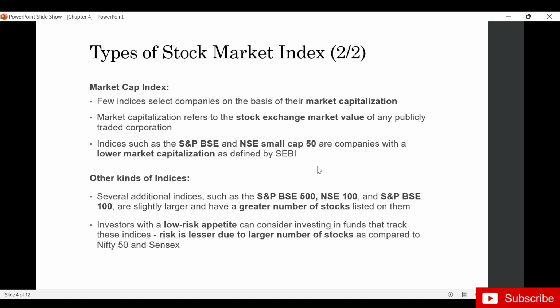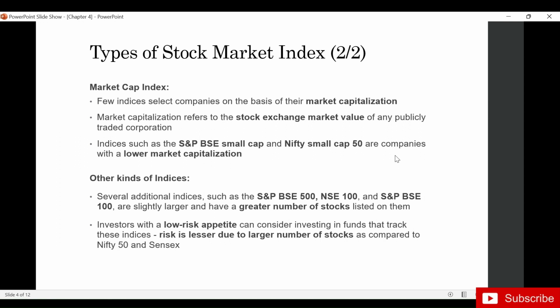The next type of stock market index is a market cap index. As is clear from the name, these indices are dependent on the market capitalization of companies. So, what is market capitalization? Market capitalization is the stock exchange market value of any publicly listed company. For example, indices such as the S&P BSE Small Cap and Nifty Small Cap 50 consist of companies with a lower market capitalization. This means that they consist of small cap companies.